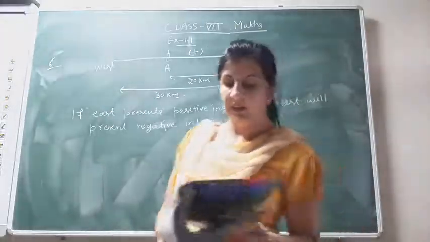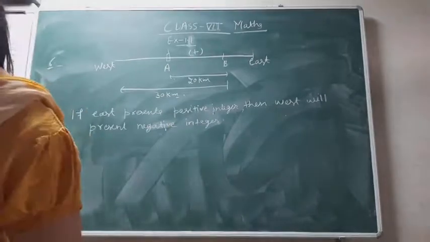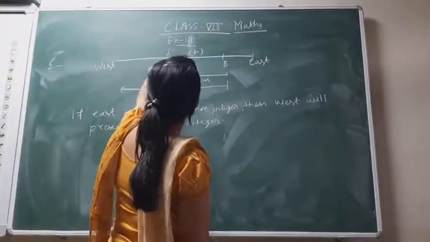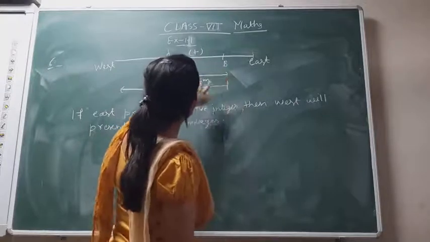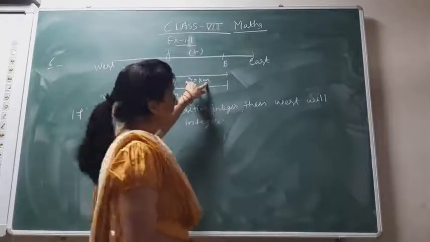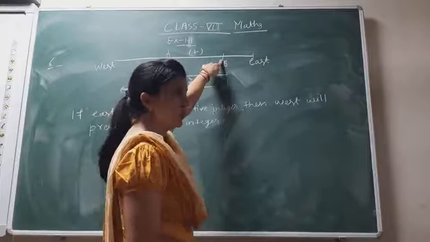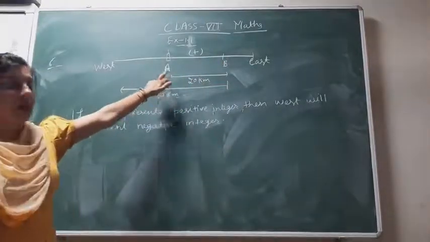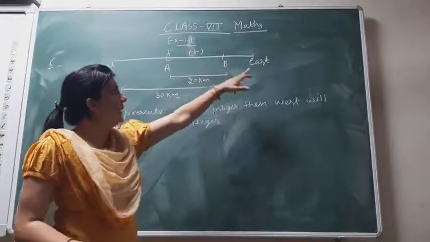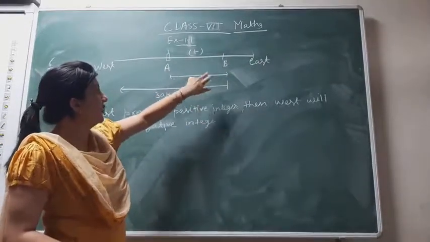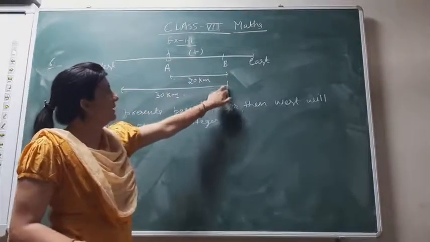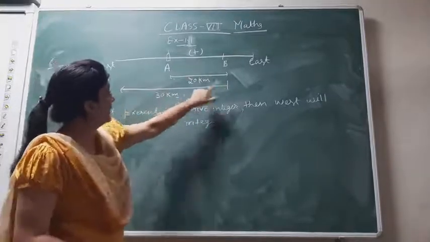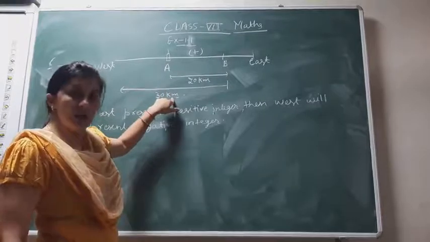What is said in this? Firstly, we will draw the picture. Rita is here. She moves to east and she covers a distance of 20 km to the point B. 20 km distance from A to point B towards east. Then from this point, she starts moving to the west and she covers a distance of 30 km.